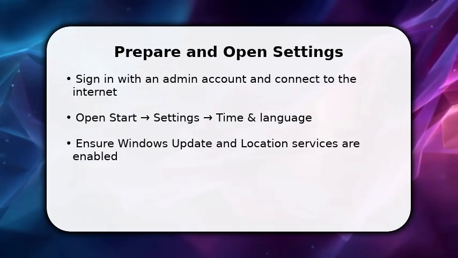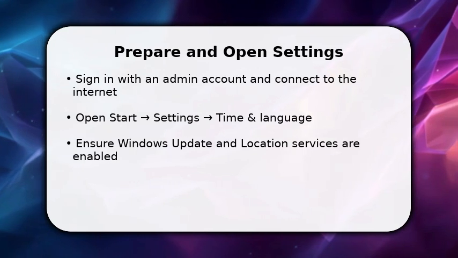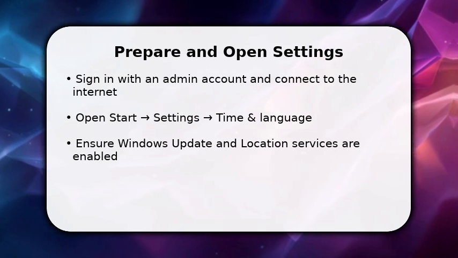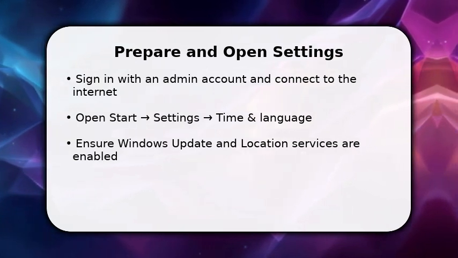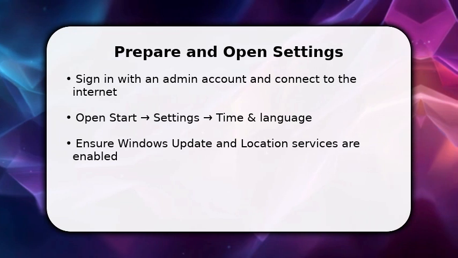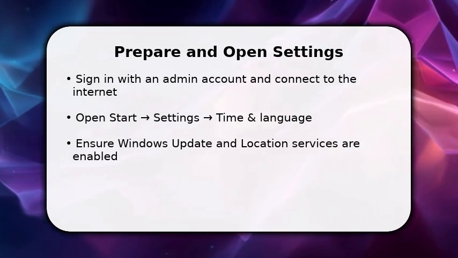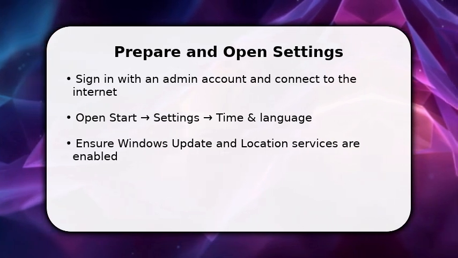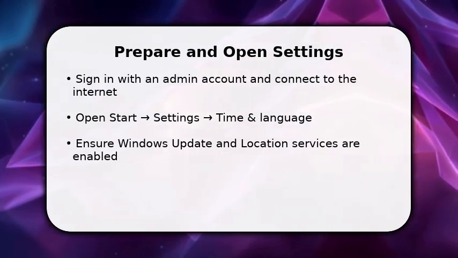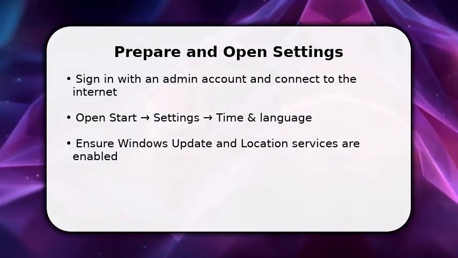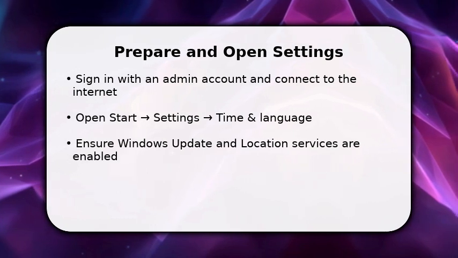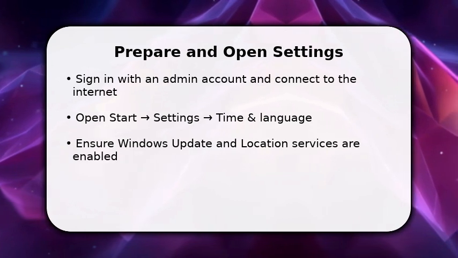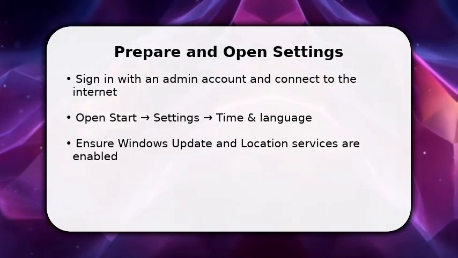You'll start by confirming a few essentials. Be signed in as an administrator and connected to the internet so Windows can query time servers. Once done, open Start and go to Settings, then Time and Language. Make sure Windows Update is current and location services are enabled because automatic time zone relies on location and recent system updates. Now that prerequisites are set, move directly to the Time and Language page and get ready to change the automatic settings without delay.